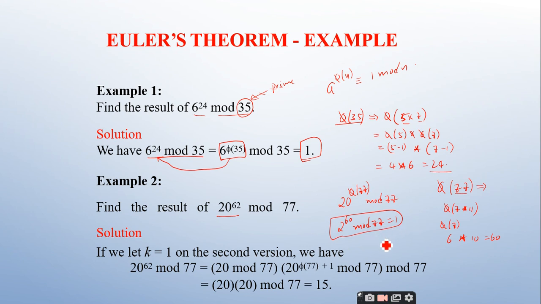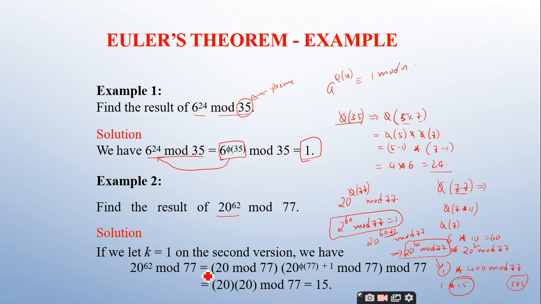But here I can write it like this: 20 power 60 plus 2 mod 77. This can be written as 20 power 60 mod 77 into 20 square mod 77. I am splitting this. So according to Euler's theorem, this is 1 into 20 square, which is 400. 400 mod 77. 77 into 5 is 385. So what is the remainder here? 400 minus 385 is 15. Therefore, I get 15. Is it clear? Yes, sir.